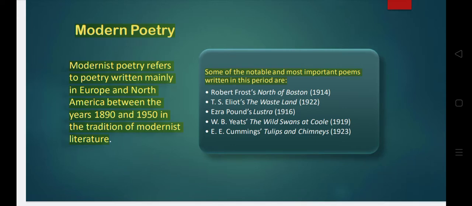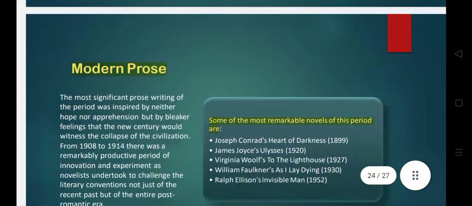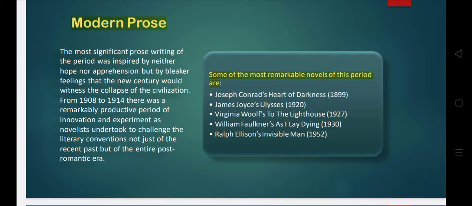Modernist poetry refers to poetry written mainly in Europe and North America between the 1890s and 1950 in the tradition of modernist literature, and some of the noticeable and most important poems of this age include Robert Frost's North of Boston, T.S. Eliot's The Waste Land, Ezra Pound's Lustra, W.B. Yeats' The Wild Swans at Coole, and E.E. Cummings' Tulips and Chimneys.